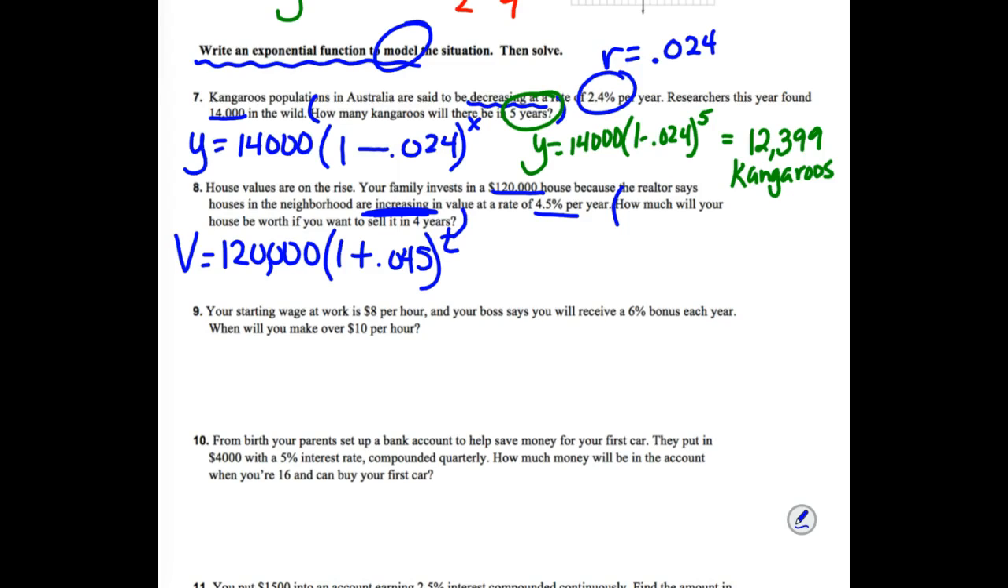And then to solve it, I'm going to plug in the 4 years. So I have 120,000 times (1 plus 0.045), and I can just write 1.045 to the 4th power. The total value of that house would be $143,102.23 after 4 years.